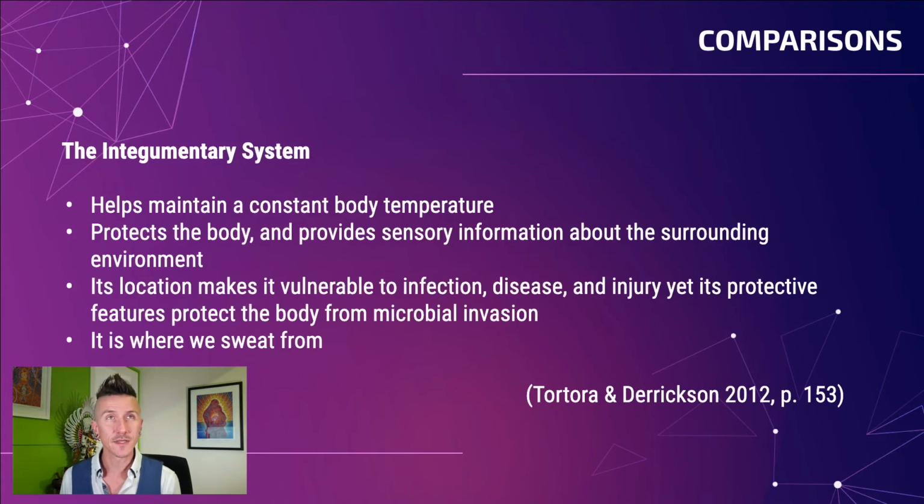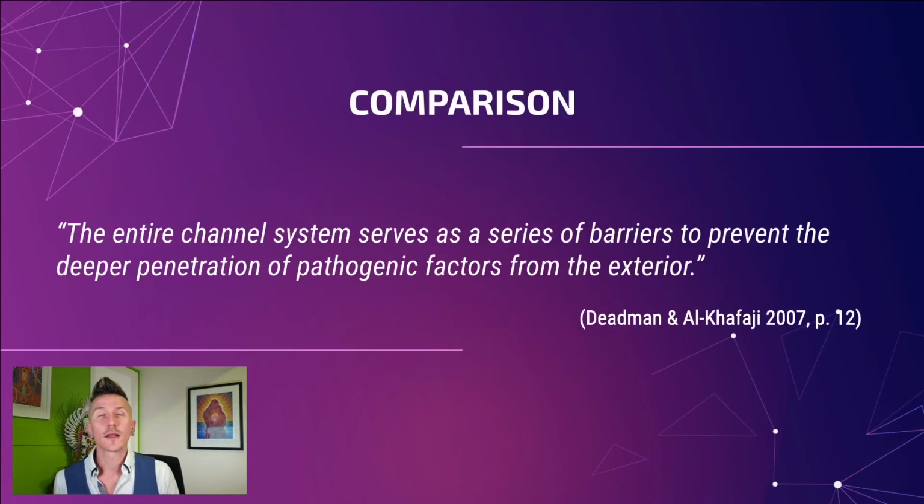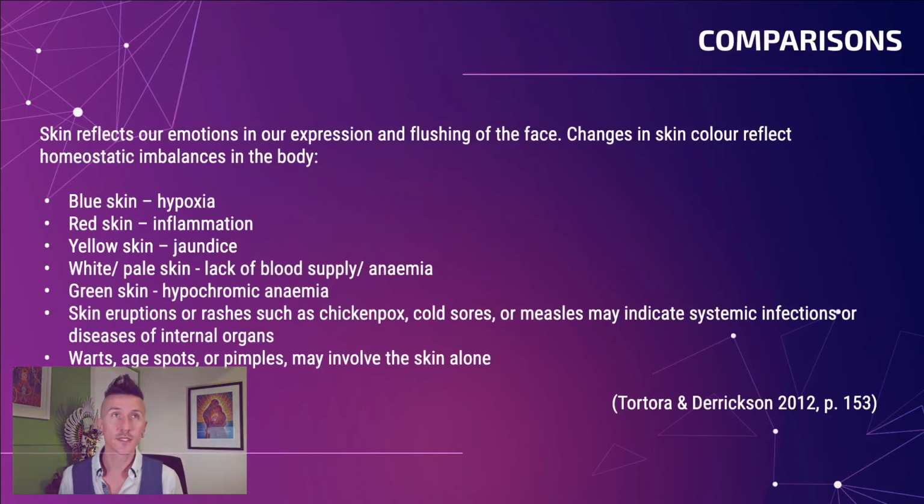Then we have the integumentary system, our skin. It helps to maintain a constant body temperature, protects the body and provides sensory information about the surrounding environment. Its location makes it vulnerable to infection, disease, and injury, yet its protective features protect the body from microbial invasion. It is also where we sweat from. As a comparison to the acupuncture channels, the entire channel system serves as a series of barriers to prevent the deeper penetration of pathogenic factors from the exterior. Very similar, once again, to what skin does.